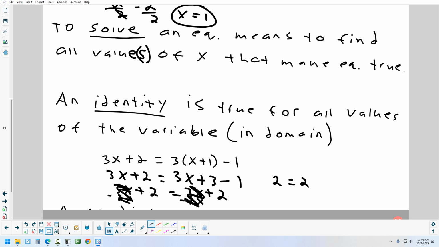It's a true statement, which means that you can plug in any number for x in the original problem, and it will always work. Because the x's don't matter. They end up canceling out anyway. So that's an example of an equation that's an identity.